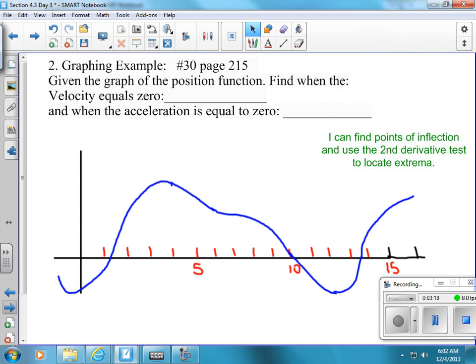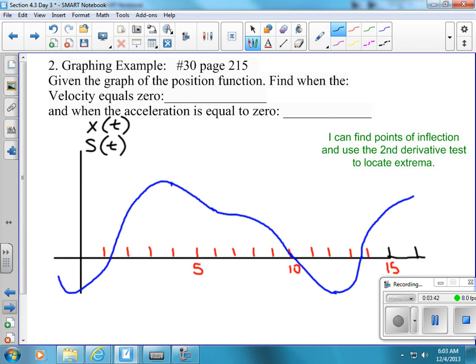The next problem is looking at a graph. This is number 30 on page 215. Given the graph of the position, so this is position. Be careful about that. And I like to call it S. Sometimes your book calls it X. I like to call it S. S, V, and A. But anyway, it says find where the velocity equals 0.